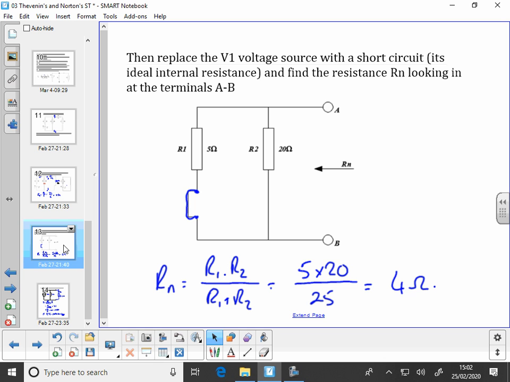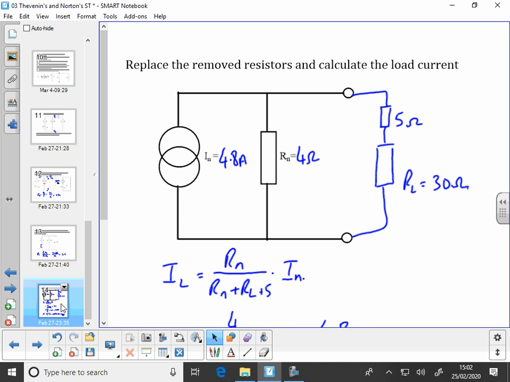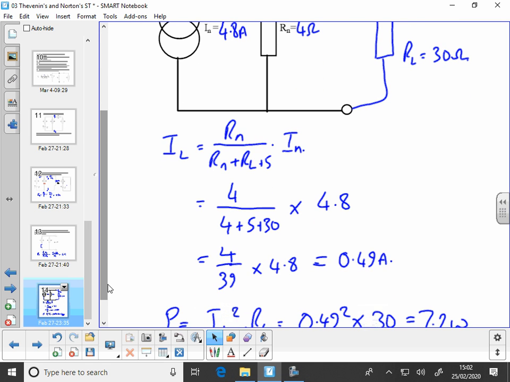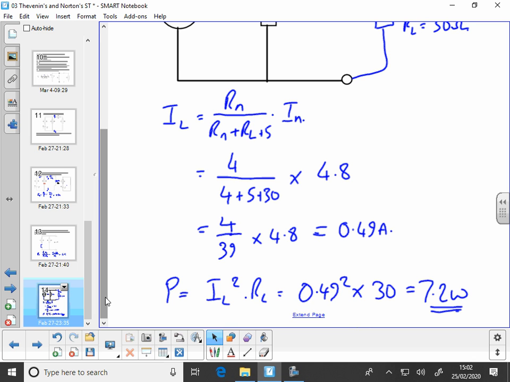Norton's resistance is looking back in at the two terminals A and B. We calculate that in the same way, in this case 4 ohms, and we can then use those values in the equivalent circuit to find the load current and the power, and the terminal voltage as well if we wanted to. Alright? All happy with that? So you now have those two techniques, Norton's and Thevenin's, to use.